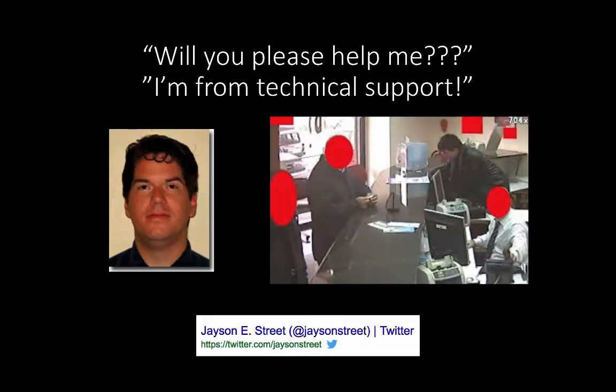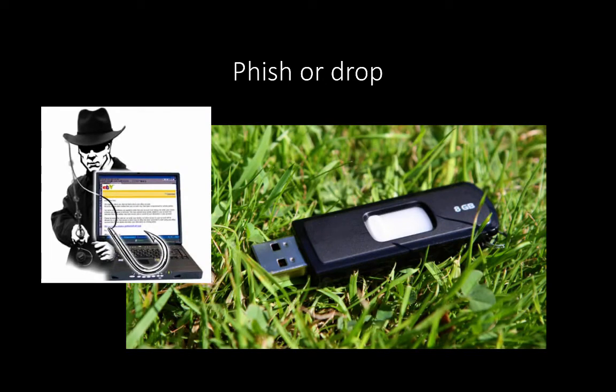Another great way to get access is through physical infiltration of facilities. A buddy of mine, Jason Street, he's hired by companies all over the world to test their physical security and see how far he can get inside their building without being noticed and what systems he can get access to. Here he's pictured being a helpful tech support technician behind a bank counter, and nobody noticed that he was not supposed to be there.